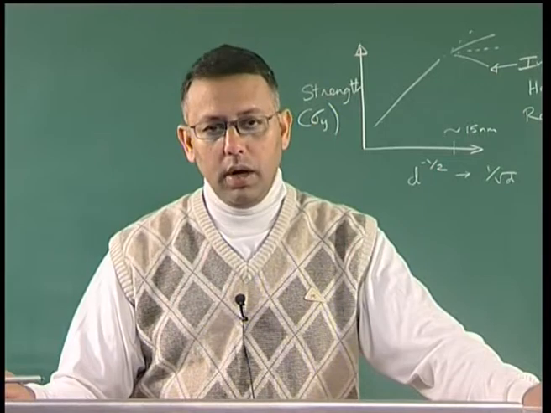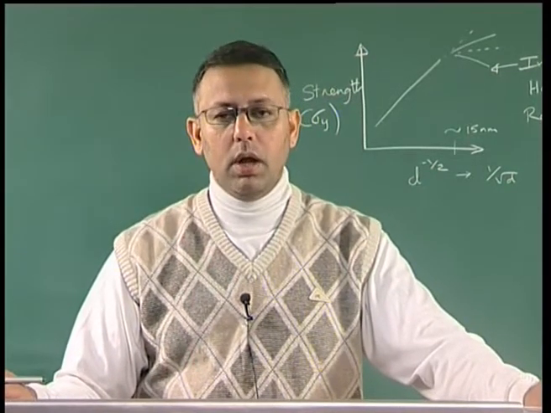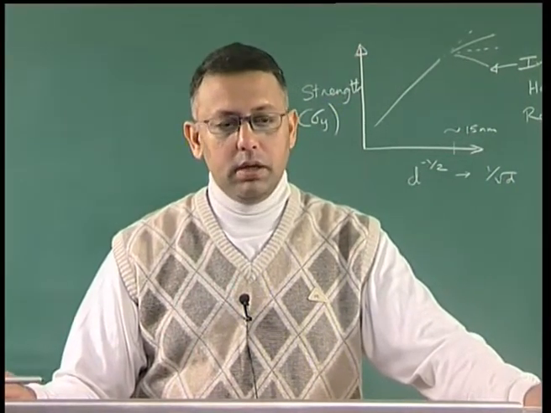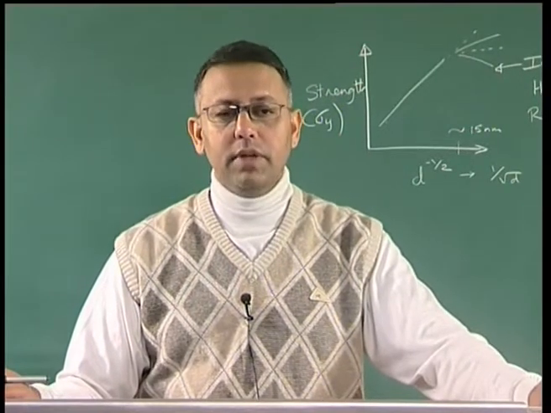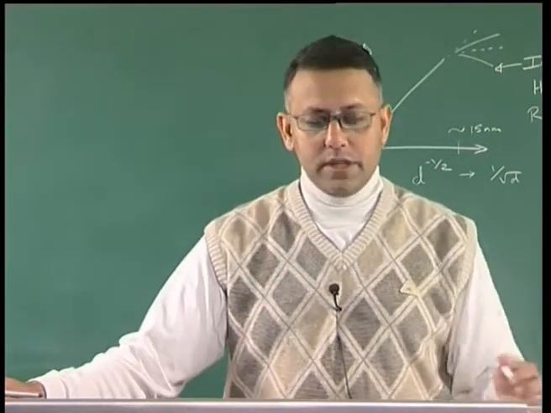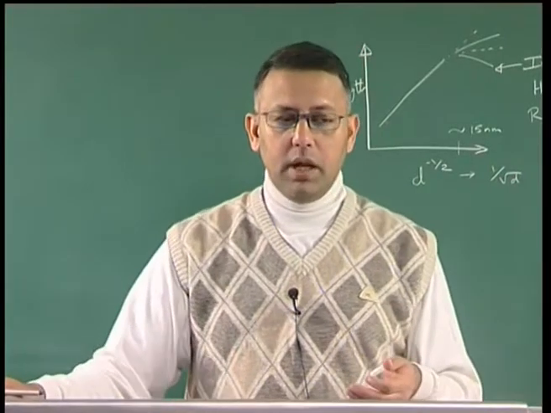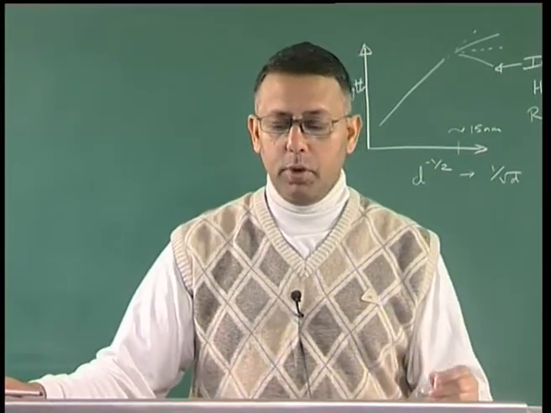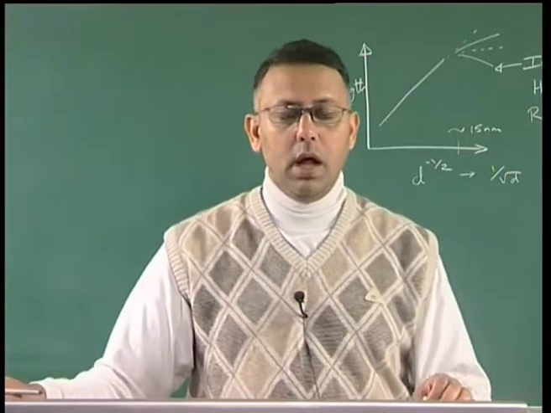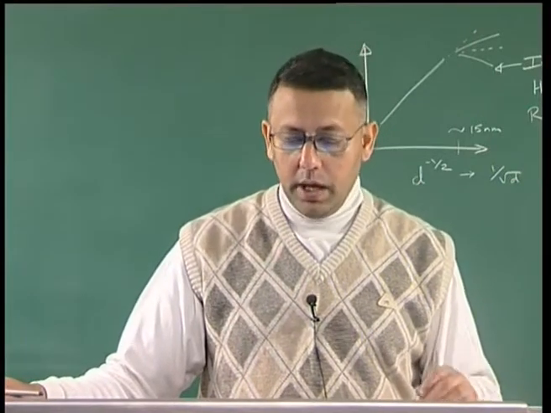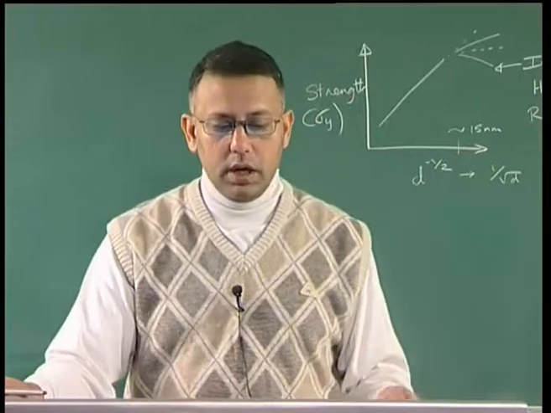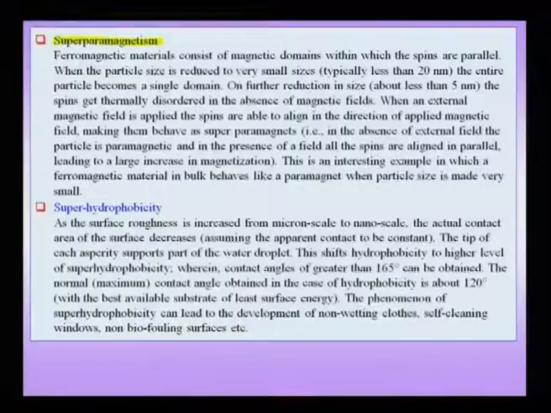Now, there is an alternate way of producing a paramagnetic material, which is starting from a ferromagnetic material. There are two ways of producing a paramagnetic material from a ferromagnetic material. One of them, as I pointed out, is by heating the material above the Curie temperature. An alternate method is to reduce the particle size to very small sizes. So, let me write down and summarize the ways I can produce my paramagnetic material.